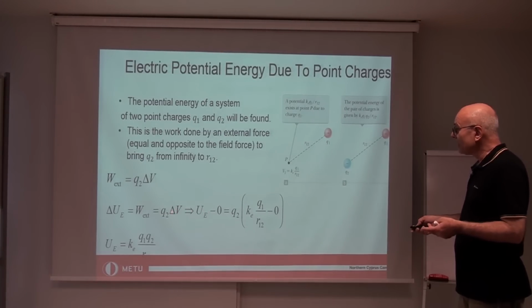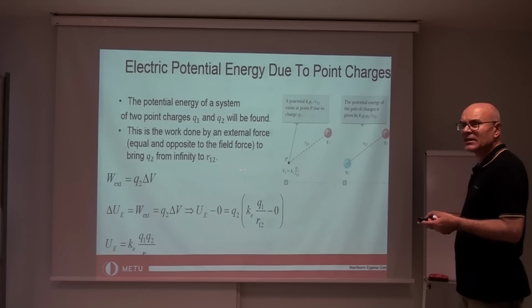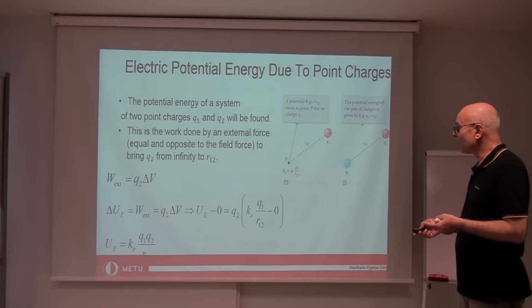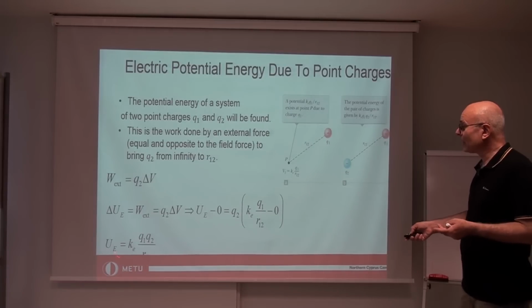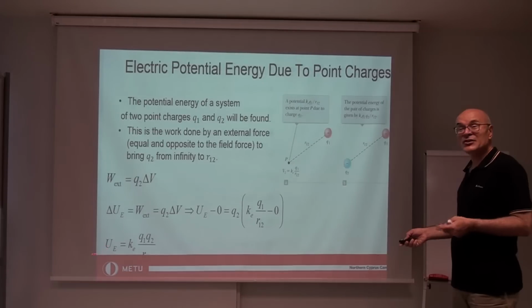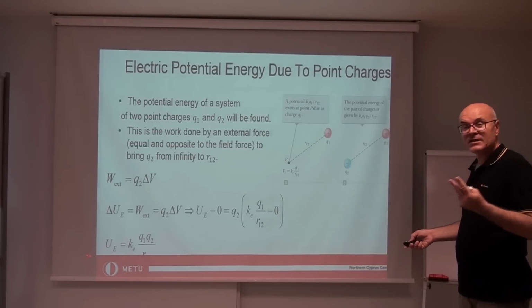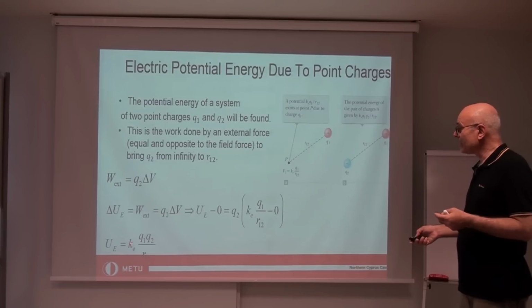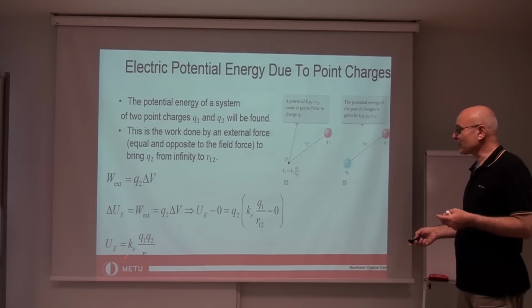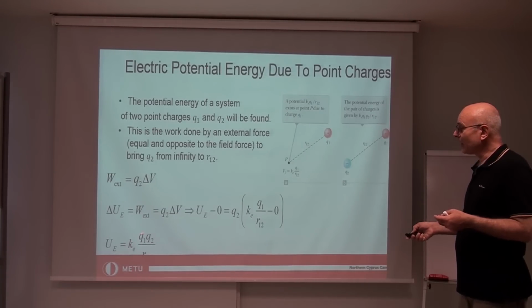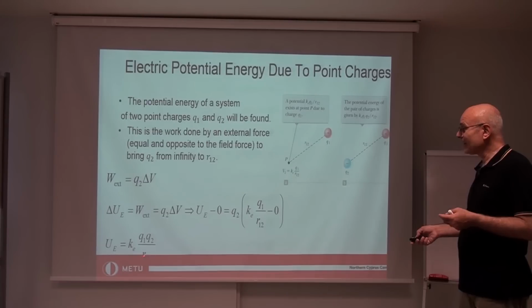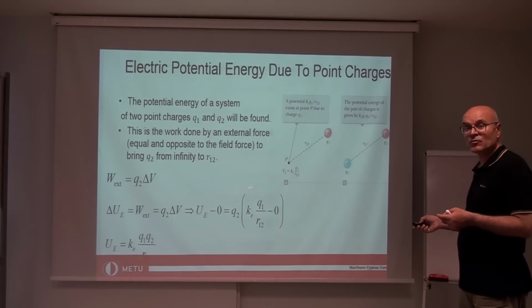What is delta V? Delta V is V at this point minus V at infinity, but V at infinity is also 0. Therefore, this term is Q2. This is the potential due to Q1 at this point. Okay? If you just multiply these, you get this expression. That is the potential energy of these 2-point charges. As you can see, it is K multiplied by their product divided by the distance separating these 2-point charges.